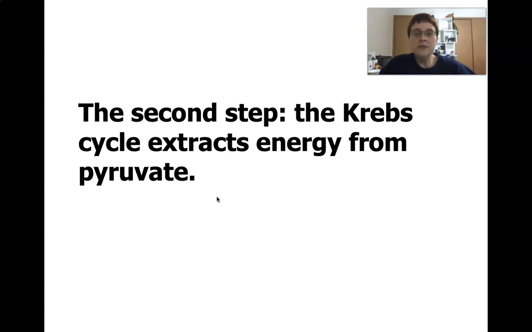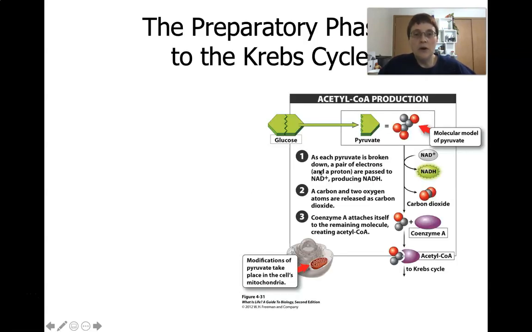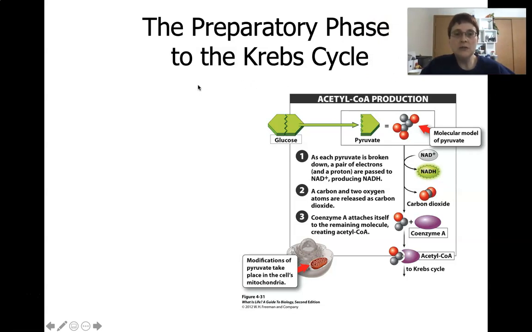So the Krebs cycle is now going to extract more energy from the pyruvate and break it the rest of the way apart. Before the Krebs cycle starts, there's a little bit of preparation to do. Remember, glycolysis happens in the cytoplasm, but the rest of cellular respiration happens in the mitochondria.